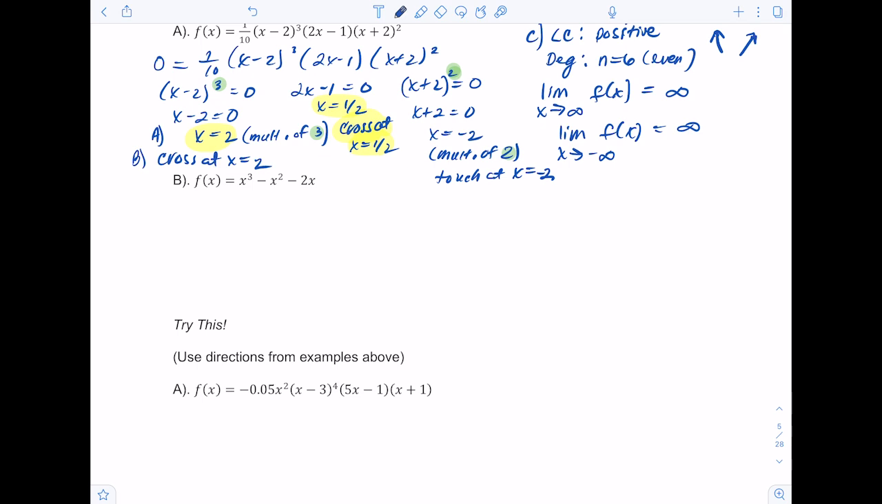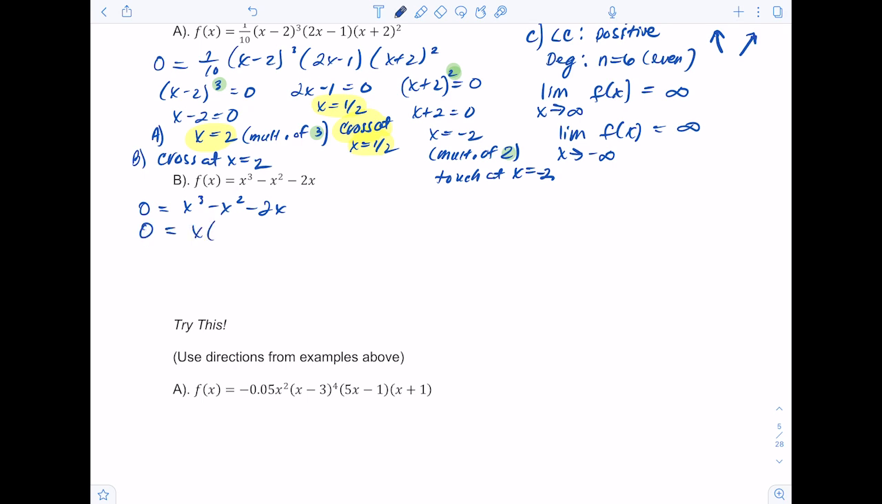Okay, let's try one more. So here we have f of x equals x cubed minus x squared minus 2x. So the first thing I need to do is find the zeros. So I'm just going to set this equal to 0. Okay, and this is not factored for me like letter A was. So I'm going to go ahead and factor it.